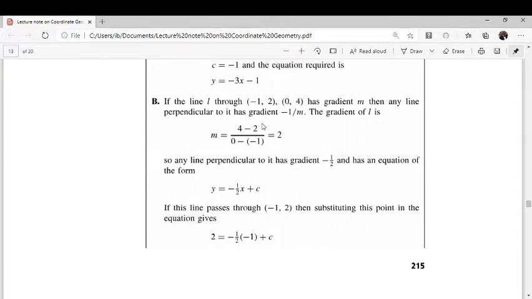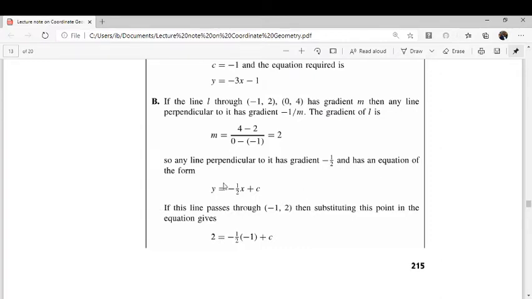Some questions are not well framed in the test note I'm using. But nevertheless, let's look at B. These are two lines, line A passing through this coordinate with a gradient of M. Any line perpendicular to this has gradient -1 over M. First of all, you need the gradient from its coordinates. You get your gradient to be 2. So any line perpendicular to this will have a gradient of -1 over 2.